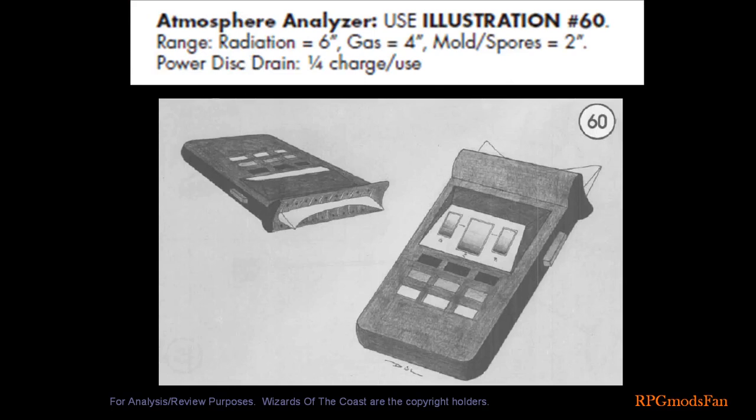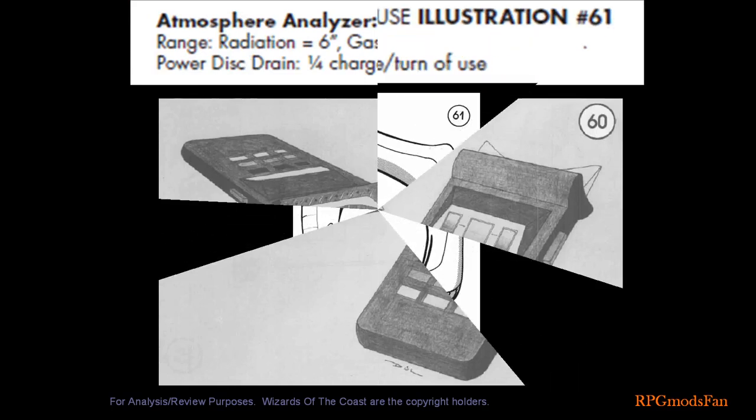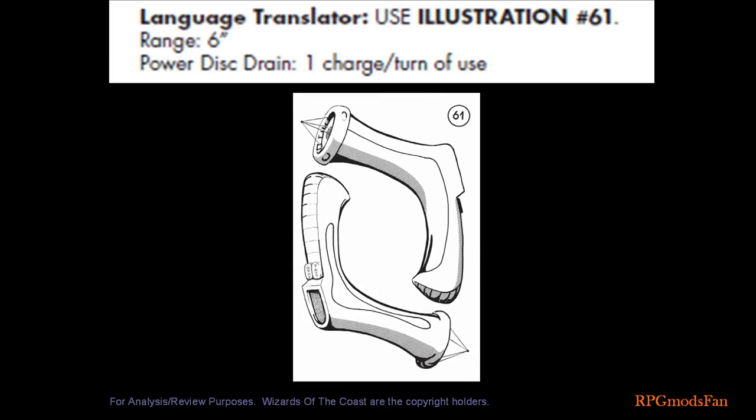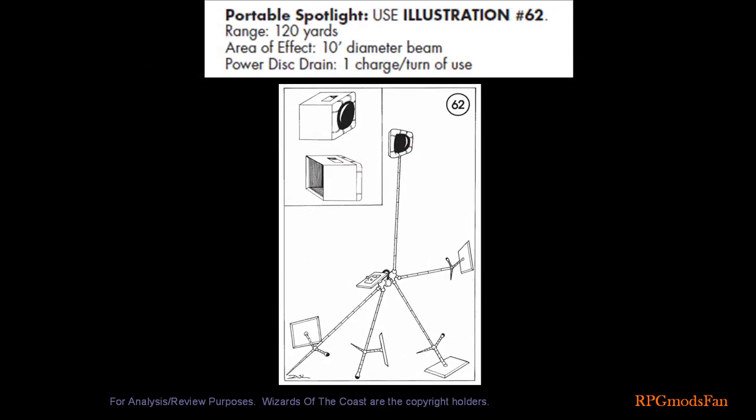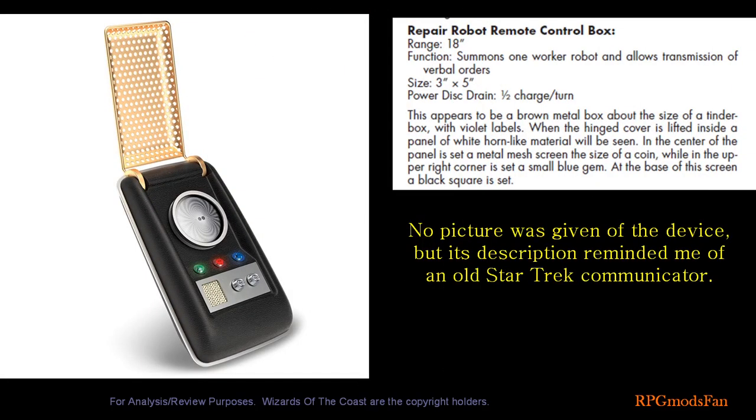Next, we have an atmosphere analyzer, followed by a language translator. Gee, why is it so similar to looking like a gun? Next, we have what I call a Gary Gygaxian designed flashlight, called a portable spotlight. There is also a device that functions as a remote control on the worker robots.